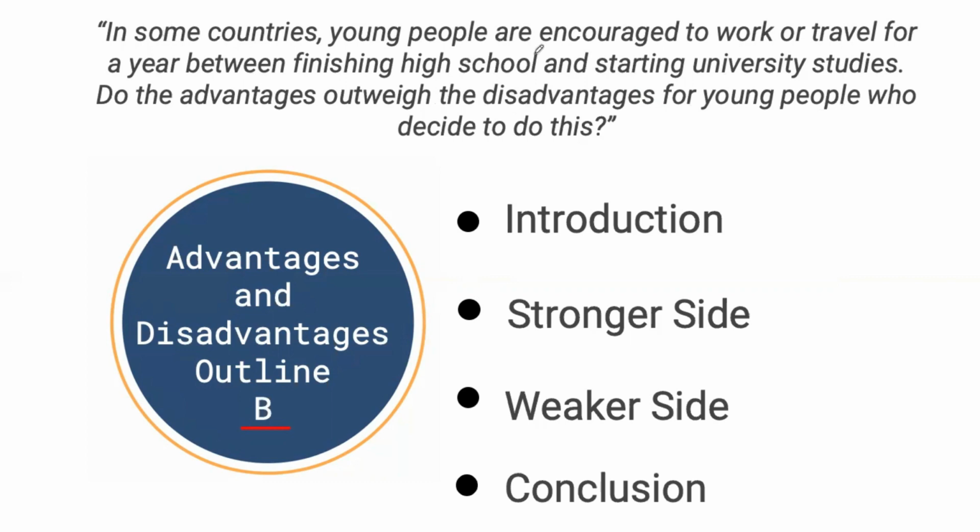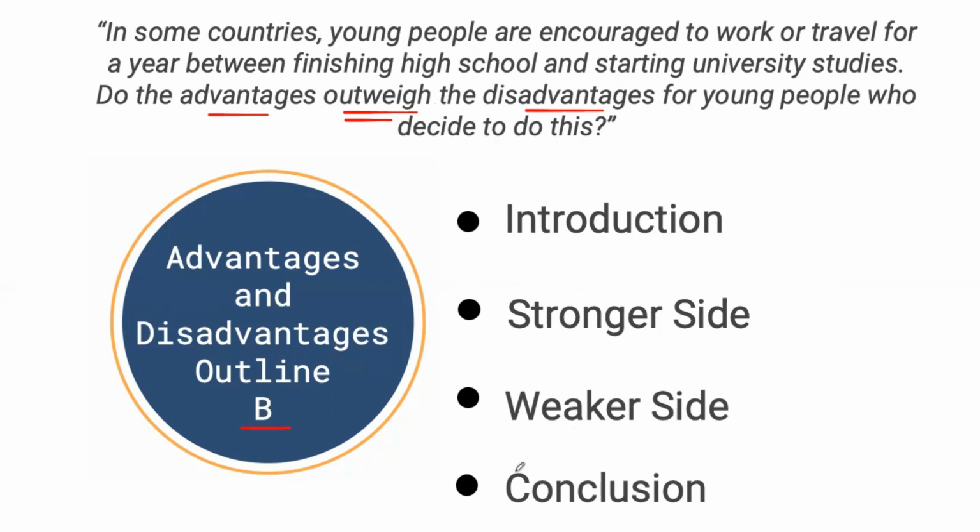In some countries, young people are encouraged to work or travel for a year between finishing high school and starting university studies. Do the advantages outweigh the disadvantages for young people who decide to do this? All right, now this is also what we're going to be doing today. It's considered one of the most complicated and also one of the most unique types of questions in general in the writing exam because you are giving your opinion by stating which side is stronger and which side is weaker, but you don't have a designated opinion space. This is one of the more common advantages and disadvantages writing prompts, so be aware of that.